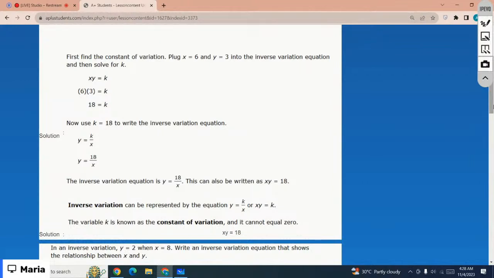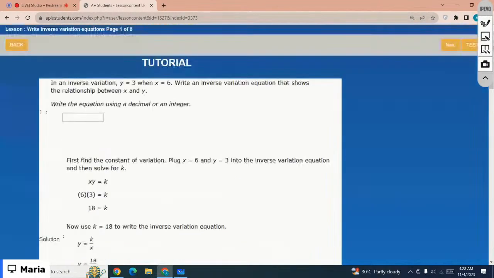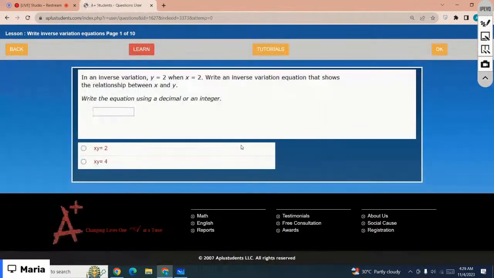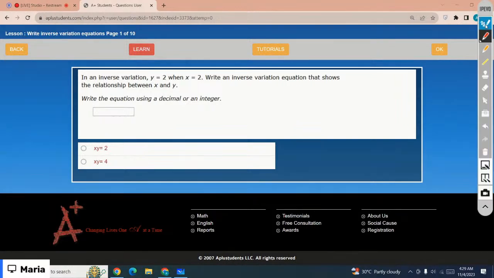Okay, let's just start with the practice questions. In inverse variation, y equals 2 and x equals 2. Write an inverse variation equation that shows the relationship between x and y. Right? So you have your given x and y. You can calculate the value of k because k equals x times y.